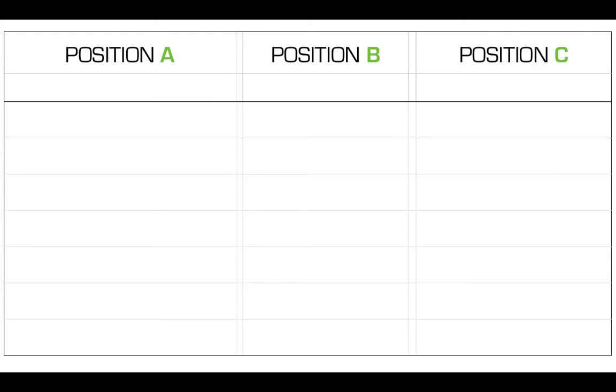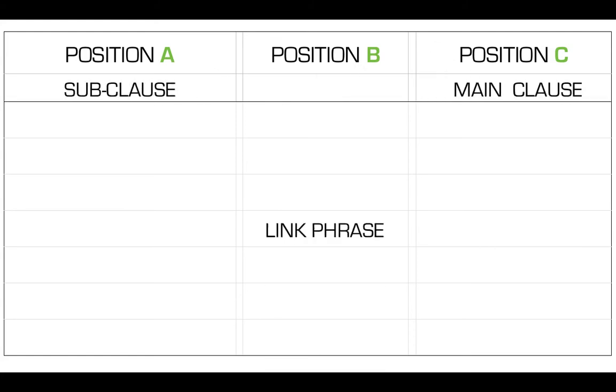Imagine when you build a sentence or 2 sentences that there are 3 positions. Position A, B, and C. In this case, we'll create a subclause, a link phrase, and a main clause. I'm using clause here in a very loose sense because it'll not just be part of a sentence, it might be part of 2 sentences. But I'm going to use the expression clause. And here we're going to put our link phrase in the middle, which is position B.